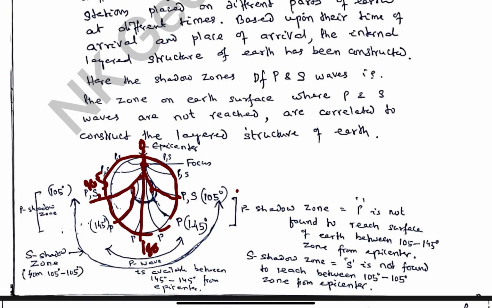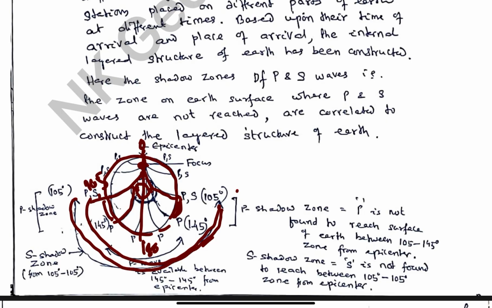So this zone from 105 to 105 on the Earth's surface with respect to this earthquake receives no P wave, and the entire zone from 105 to 105, this part of the Earth's surface, receives no S wave, because the S wave passes through solids, it does not pass through liquids. Because the outer core is in liquid condition, it does not pass through the core. So the S wave is not found, so this is the S wave shadow zone. 105 to 105 is the S wave shadow zone.